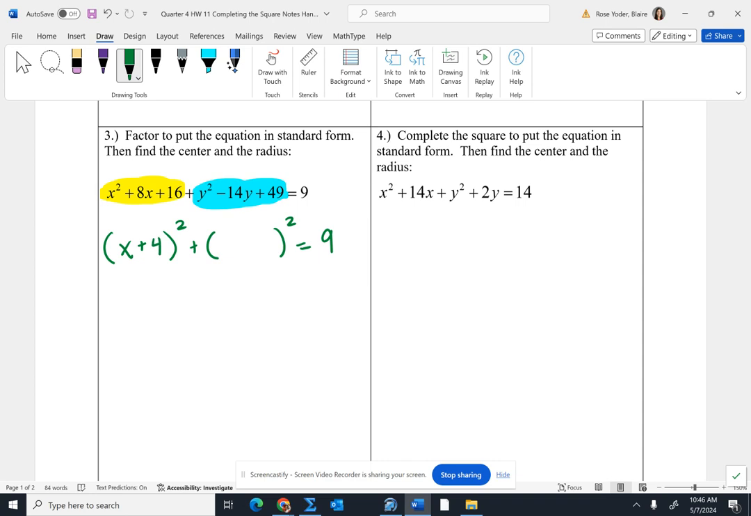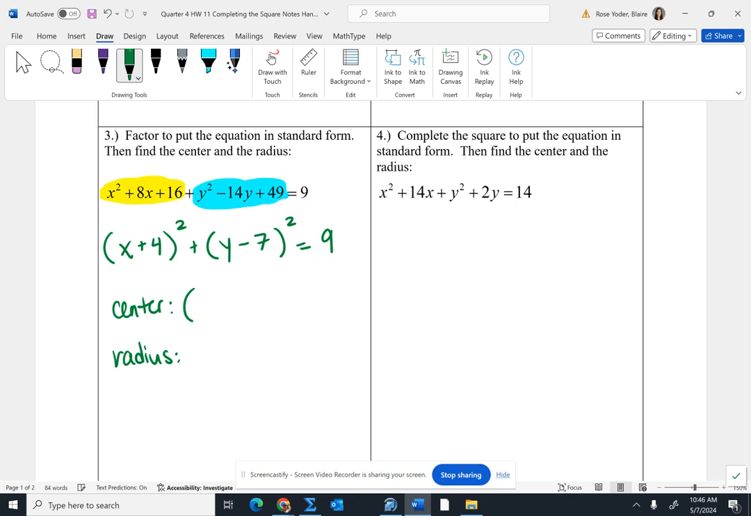And then I'm going to take my negative 14y and split it into two parts, negative 7 and negative 7. When you multiply those together, it does give you 49. And now it's in perfect standard form, so I'm ready to find the center and the radius.